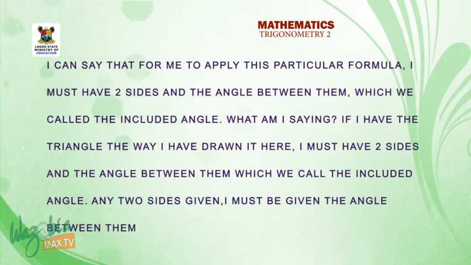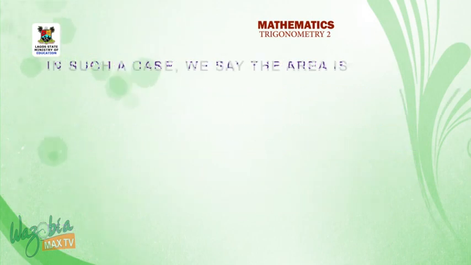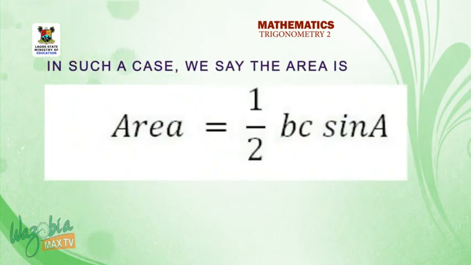Really, I can say that for me to apply this particular formula, I must have two sides and the angle between them. What am I saying? If I have the triangle the way I've drawn it here, I must have two sides and the angle between them, which we call the included angle. Any two sides given must give me the angle between them to be able to use this formula. So in such a case, we say the area is half bc sine A.